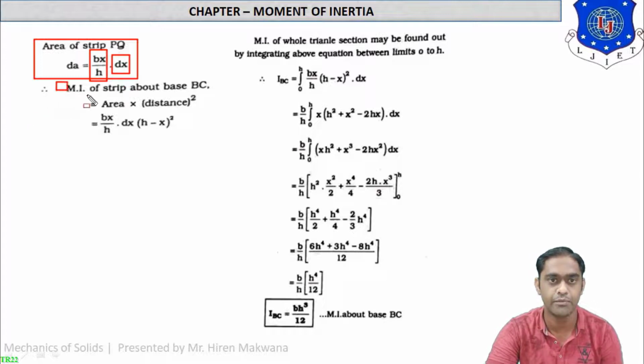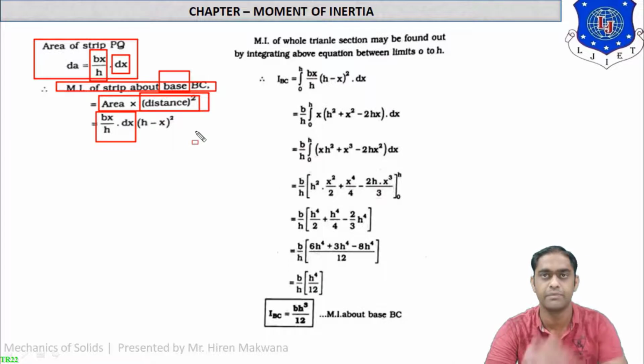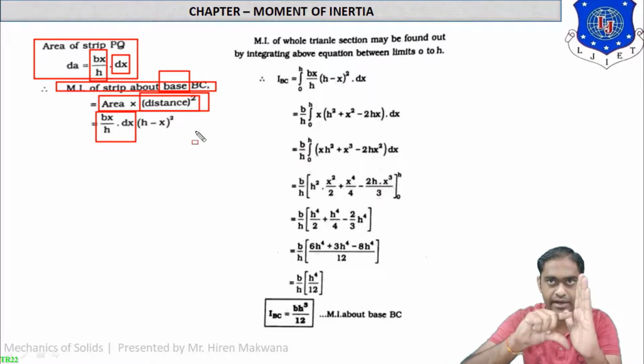We have to find the moment of inertia of the strip about the base BC. So the basic formula is area into distance square. The area of the strip is bx by h into dx, as discussed. Now what is the distance? It is about the base, you can see. So the distance from the base of the triangle will be the total height h minus the upper distance x. So from the bottom, the base, it is h minus x.